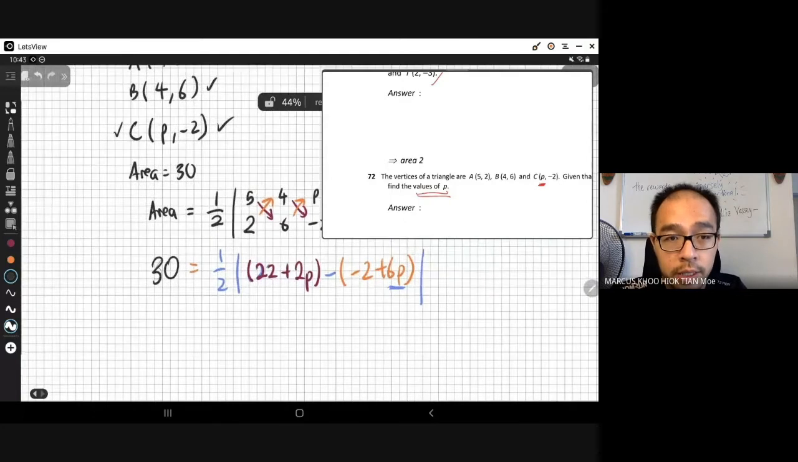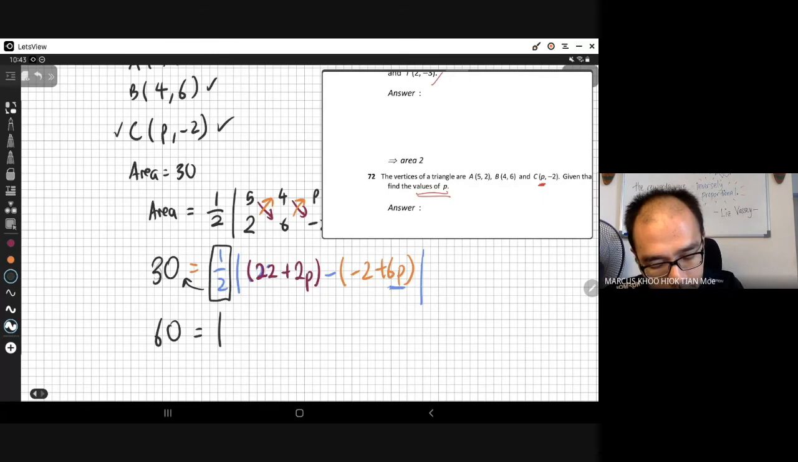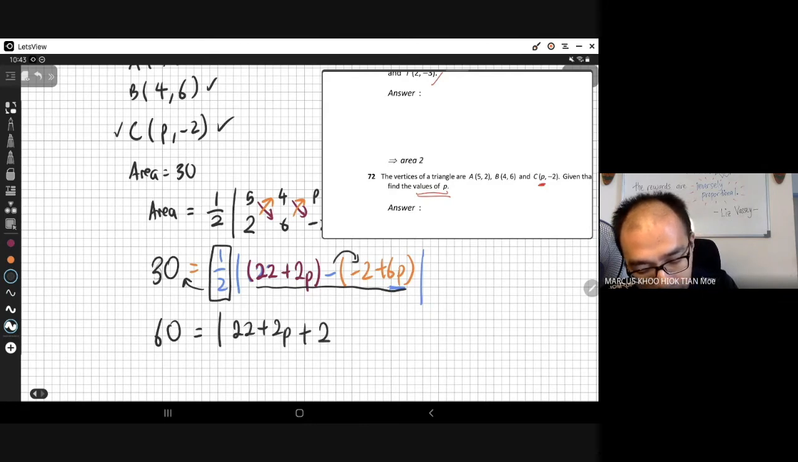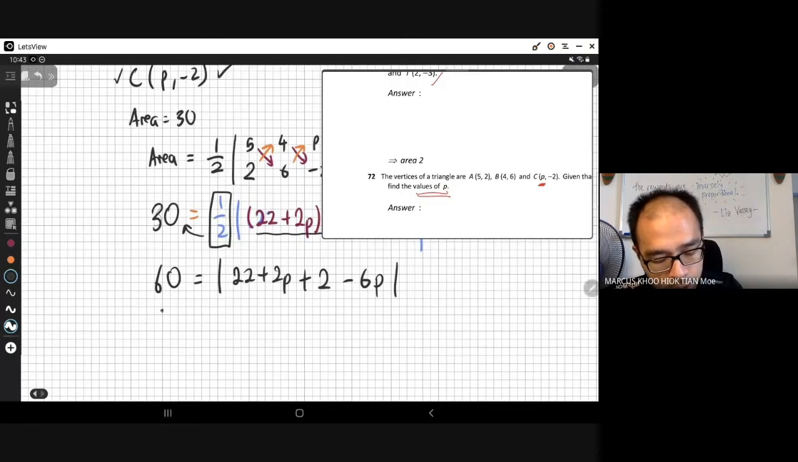So what do we do after this? First things first, let us bring the half across. So we times by 2. So we're going to get 60 equals modulus. This one I open up. So 22 plus 2p plus 2, because you multiply, and then you minus 6p. Now once you come to here, then you do this. 60 equals 22 plus 2 is 24. 2p minus 6p is minus 4p.